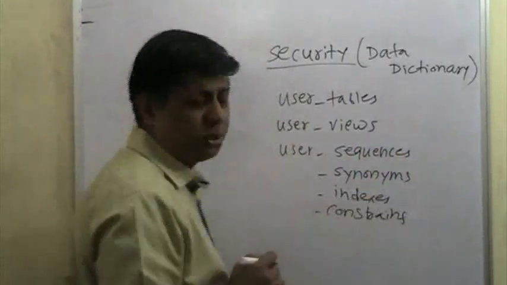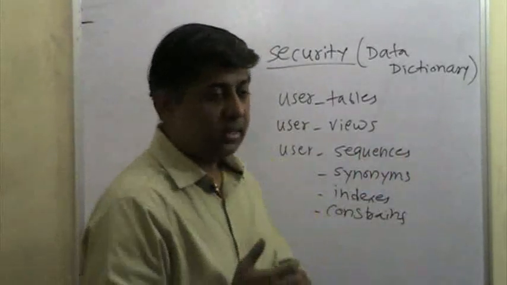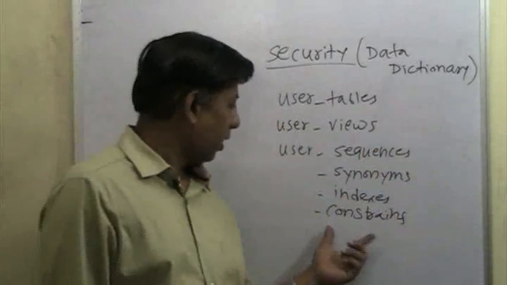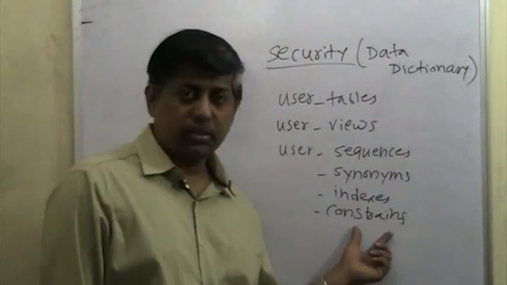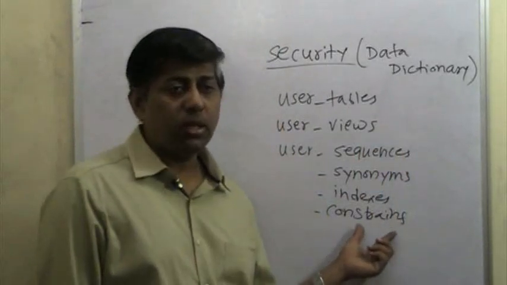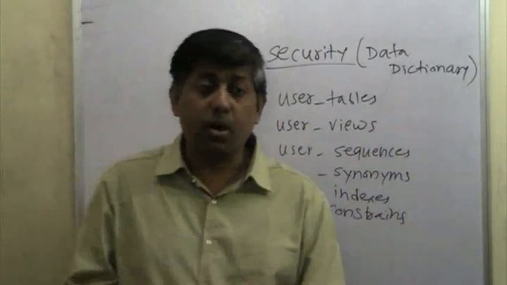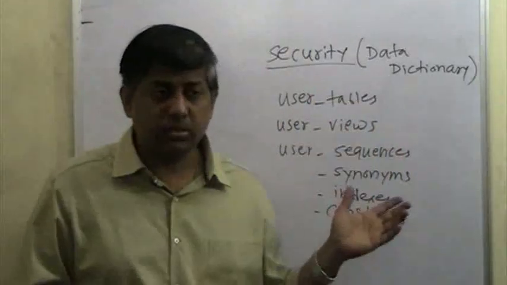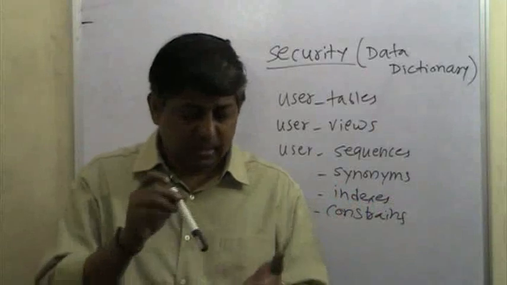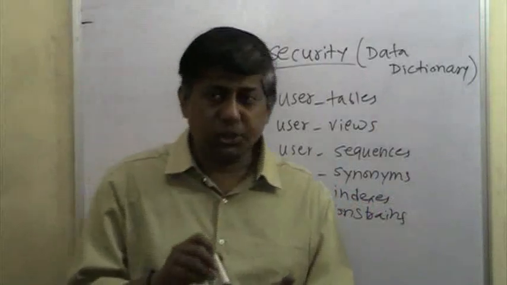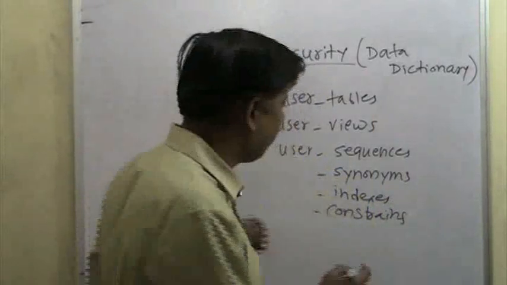Constraints is really not an object, but there is a data dictionary view called user_constraints, which will give you a list of all the constraints that are created so far on your tables, because constraints are usually on the tables. So whether it's a primary key constraint, a foreign key constraint, a check constraint, a not null constraint, what are the different types of constraints?